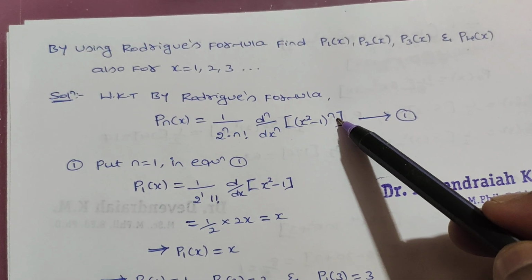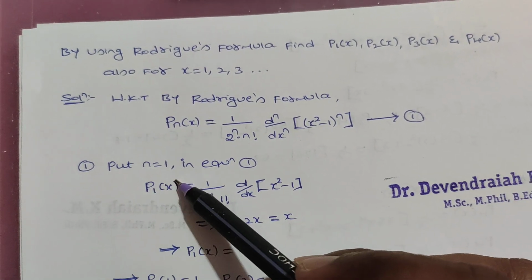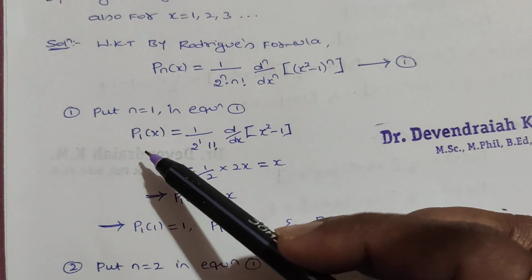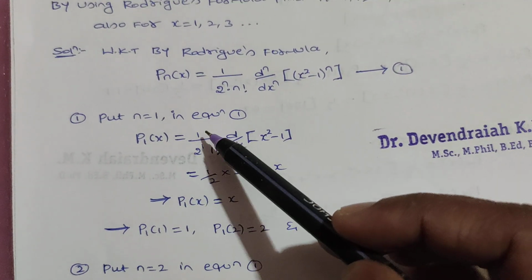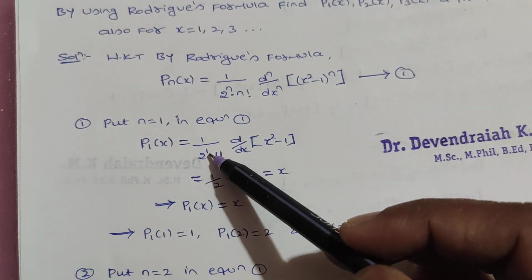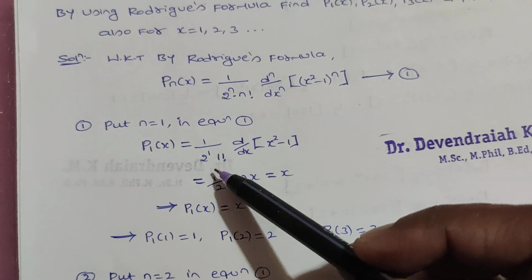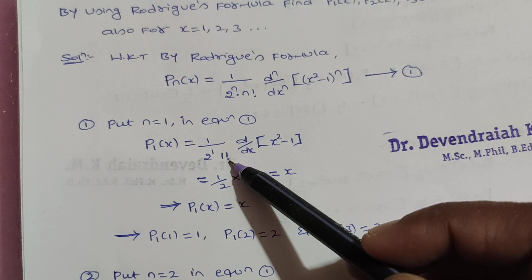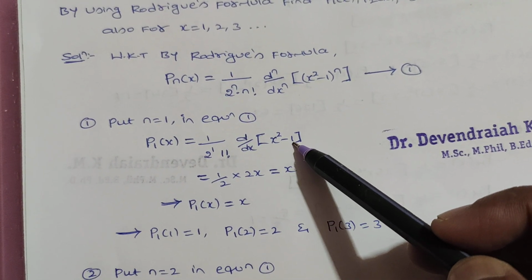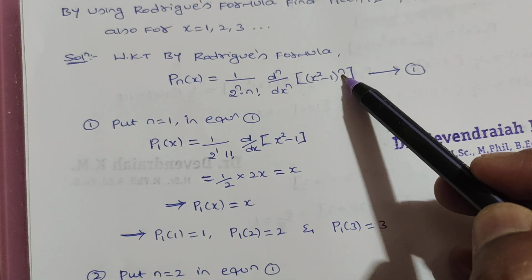So here, let us assume the value of n as 1 in the given equation. So we observe P1 of x value will be 1 divided by, in place of n, if we substitute the value as 1, therefore 1 divided by 2 into 1 factorial into d by dx of x square minus 1, because here we have taken n value as 1.